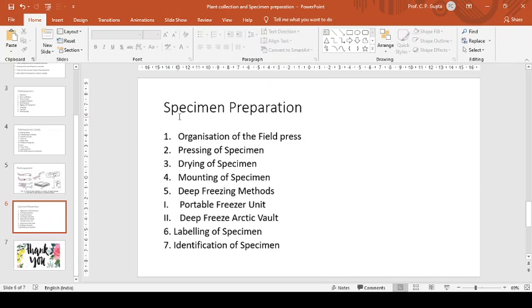Now, how we prepare specimen. So first, organization of the field press.